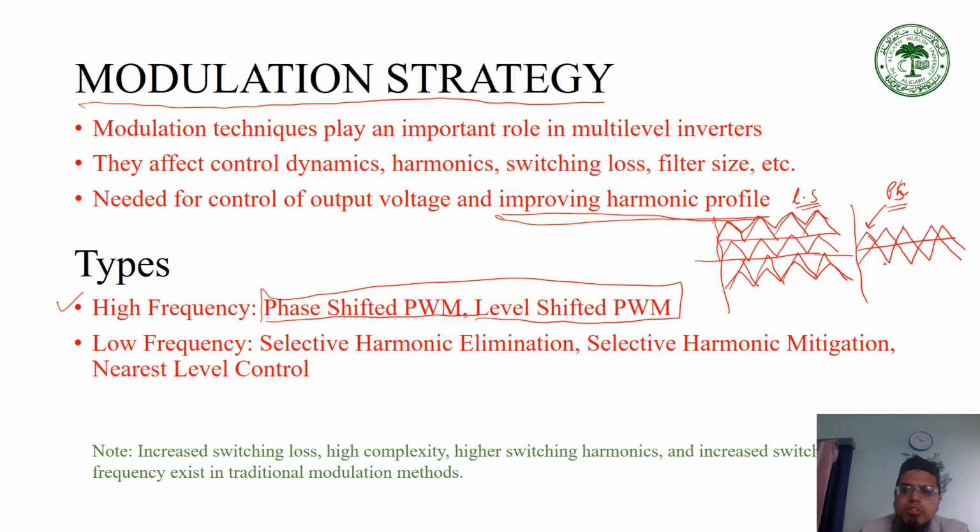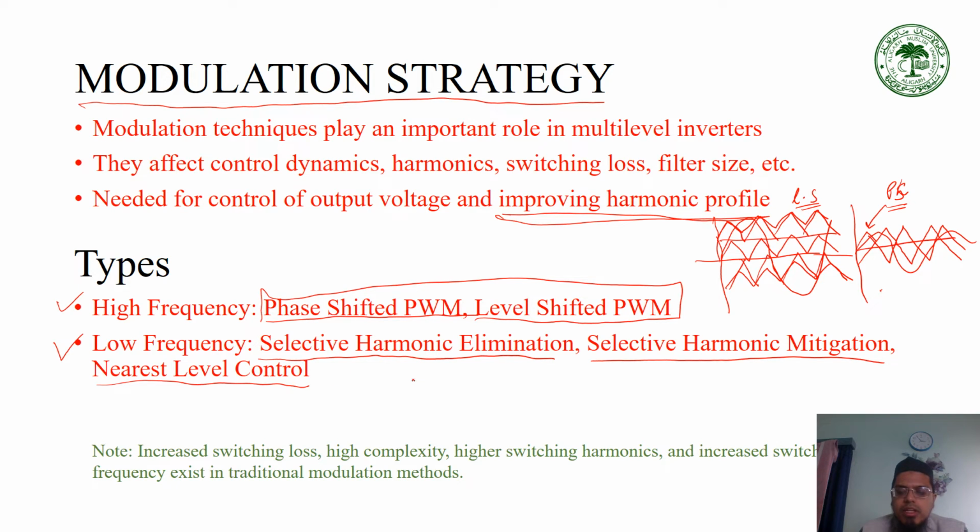PWM scheme. So these are basically the carrier waves which are compared with a sine wave. There is a sine wave, and it is compared with that, and consequently the switching sequence is obtained, and it is given to the various IGBTs of the multi-level inverter. Then the other one is the low frequency modulation scheme, in which we have selective harmonic elimination, selective harmonic mitigation and the nearest level control scheme.